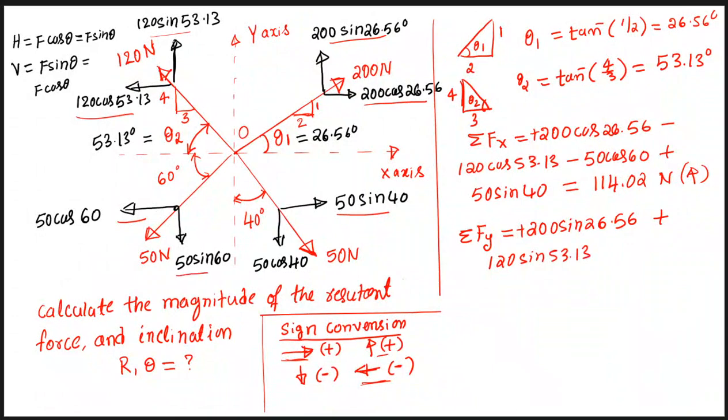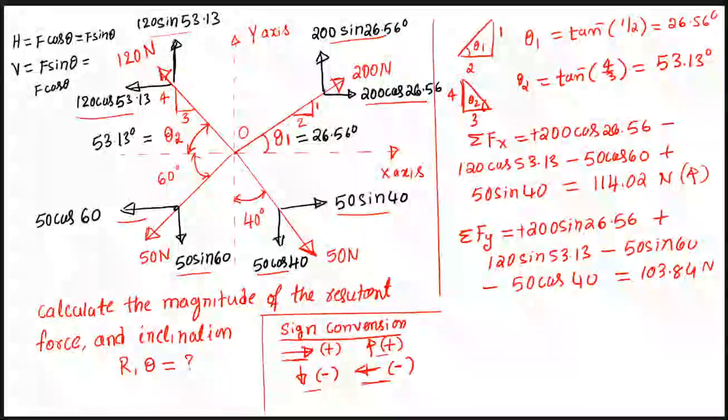Next, come to this force which is acting in the vertical downward direction. So minus 50 sin 60 degrees. Next, the last force is here, 50 cos 40, minus, acting in the downward direction. You can see here minus 50 cos 40. If we simplify, this sigma Fy value works out to be 103.84 Newtons. The unit of the force is Newton because all the other forces are in terms of Newton.